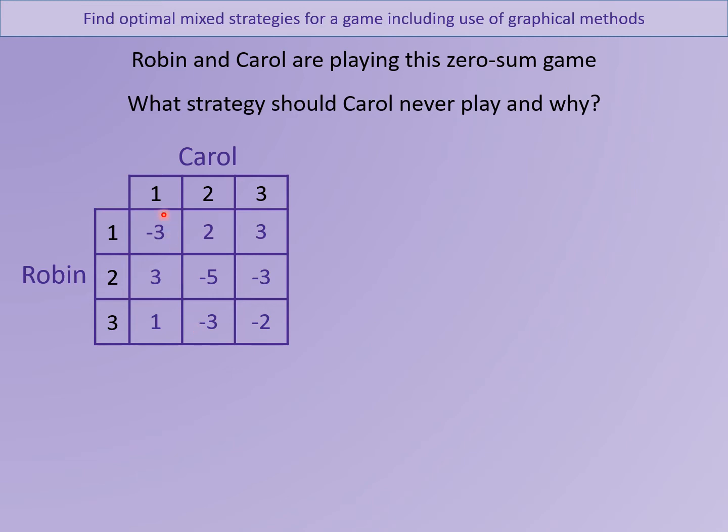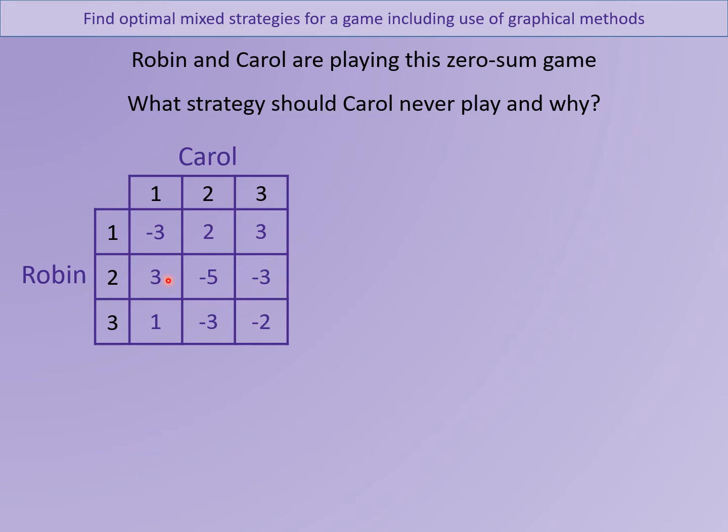Okay, so I'll give you an example. If Carol played her strategy 1, on this first one here, we can see that -3 means she wins 3. So that's good. She wins 3. Whereas on strategy 2, if she had played it, she would have lost 2 if Robin had played her strategy 1. So she could win 3 or she could lose 2, if we're comparing strategies 1 and 2.